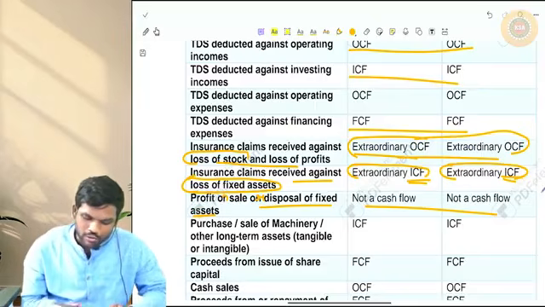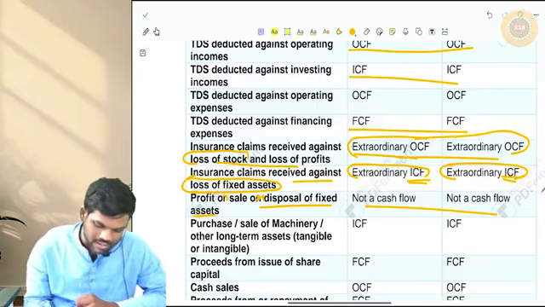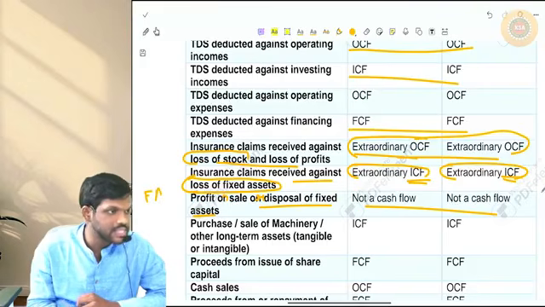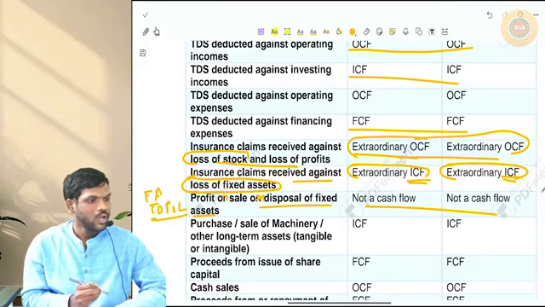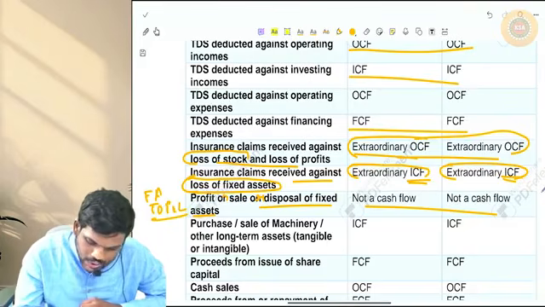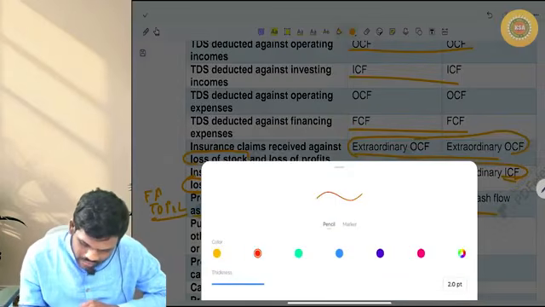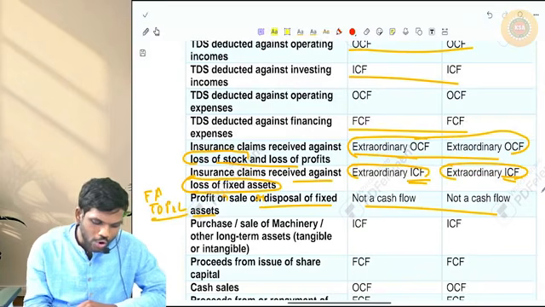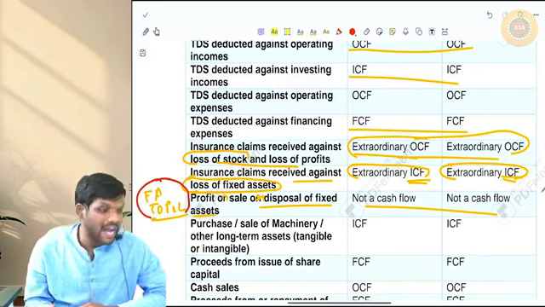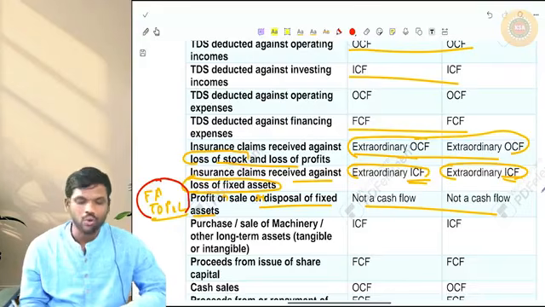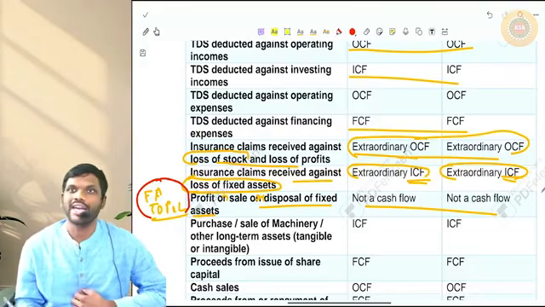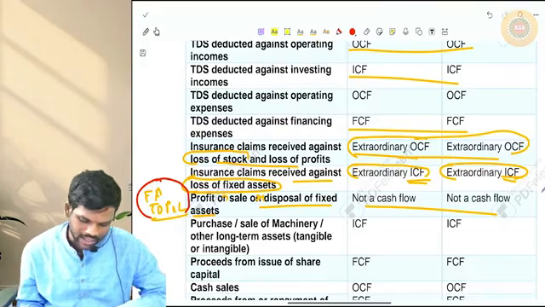The journal entry for profit on sale of fixed assets is fixed assets account debit to P&L. So in this there is no cash involved at all. So you cannot call this a cash flow. It should be removed under non-cash items, which we'll be seeing later.